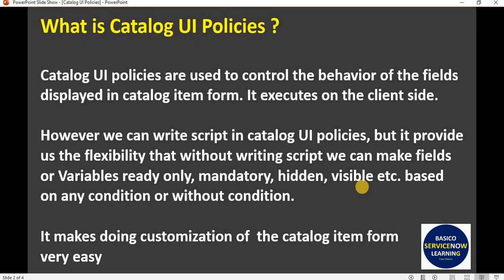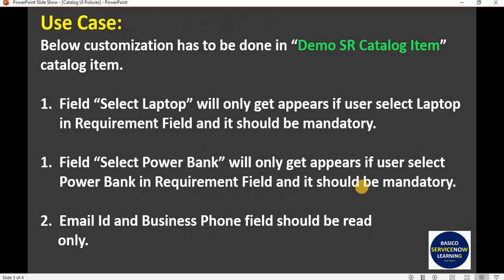So let's see what use case we are going to implement today to understand the catalog UI policy in detail. Today's use case is that the below customization has to be done in the demo SR catalog item. This demo SR catalog item is a catalog item which I had created in the last video, right? So below are the three requirements which we are going to implement today. Let's first navigate to the ServiceNow instance so that we can see the service catalog item, and then we will see what changes we are going to make.